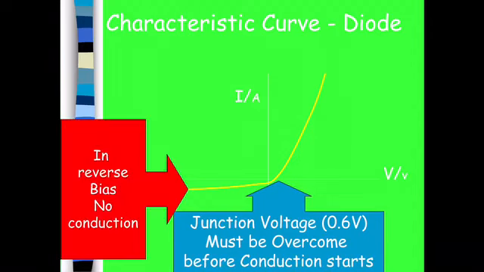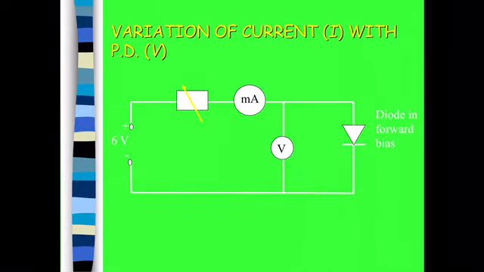You can also see there, I'm flashing it, that the curve looks very different in reverse bias, that it's much flatter, showing there's almost no conduction in reverse bias. And that characteristic curve shows just about everything you need to know. It shows that there is conduction in forward bias, though not ohmic, and that there is very little or no conduction in reverse bias. It also shows that it takes 0.6 of a volt before conduction starts at all, and this is called the junction voltage.